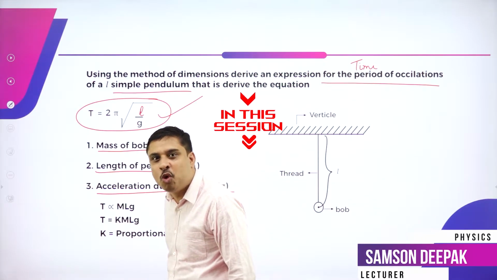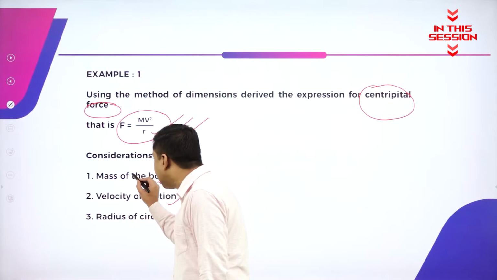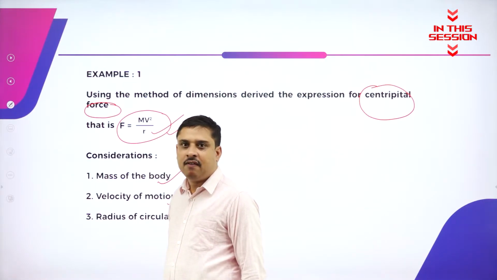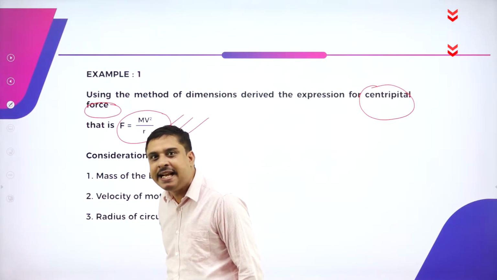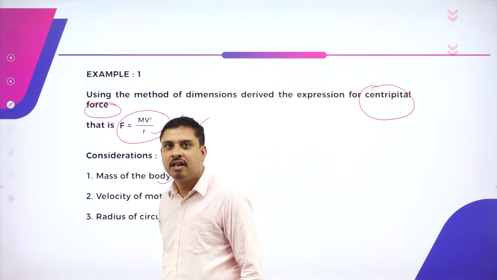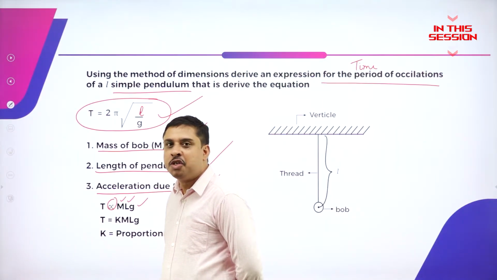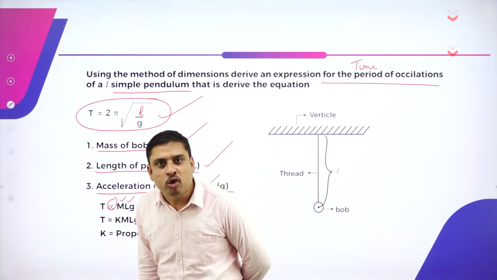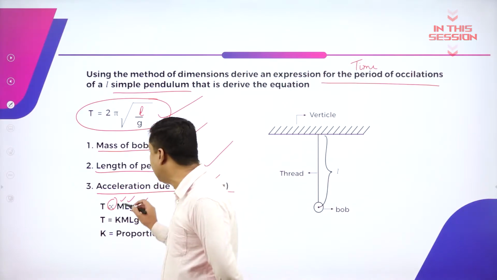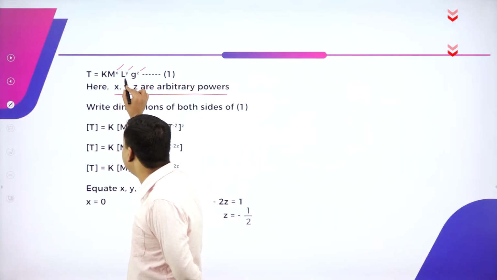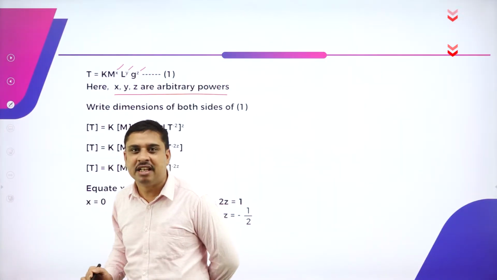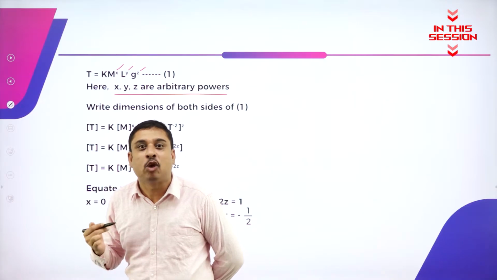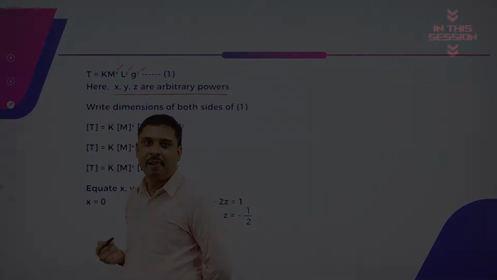Acceleration due to gravity. So the three factors which affect the period, always remember, you have to eliminate the proportionality symbol. Mass, length, acceleration, they are fundamental quantities.